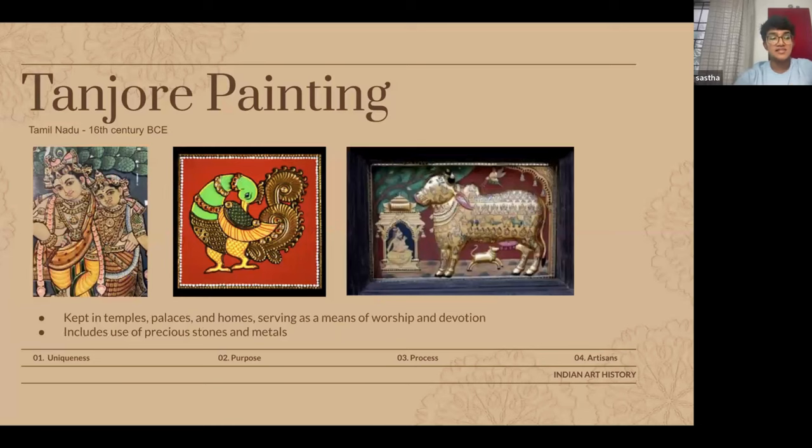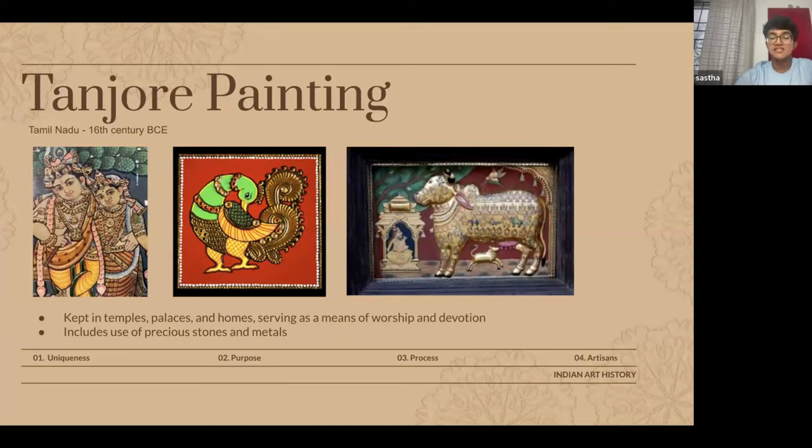Tanjore paintings were traditionally created for use in temples, palaces, and homes, serving as a means of worship and devotion. They were often commissioned by wealthy buyers and used in ritual contexts, reflecting the spiritual and religious ethos of the time. Creation of Tanjore painting involves a huge and time-consuming process.